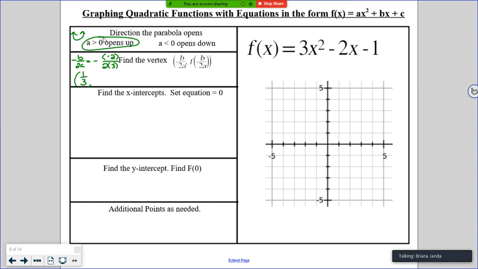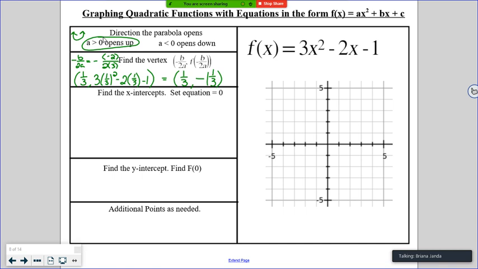This is, again, why I told you you're definitely going to want your calculators today. Because now I'm plugging 1/3 into the function, which I don't want to have to do by hand. Again, make sure you know how to use your calculator. Yep, negative 1 and 1/3, 1.3 repeating, okay.